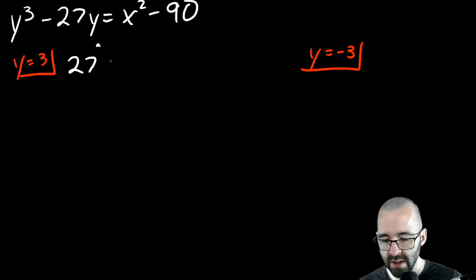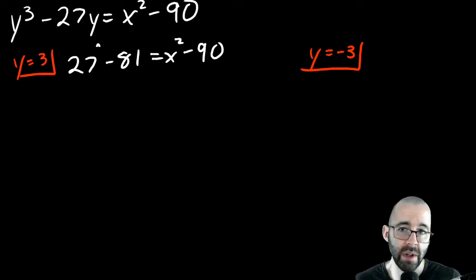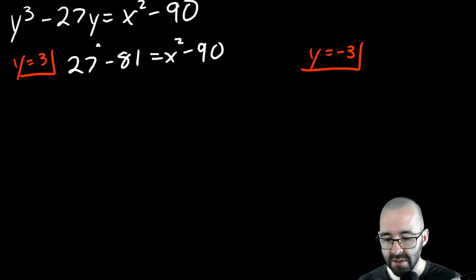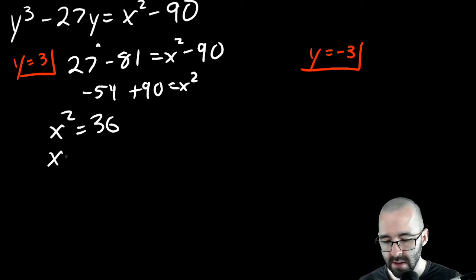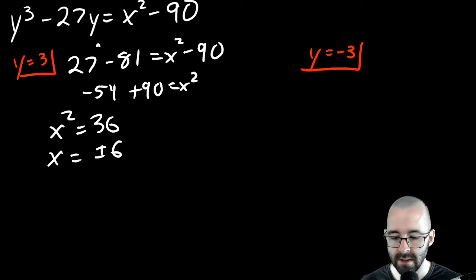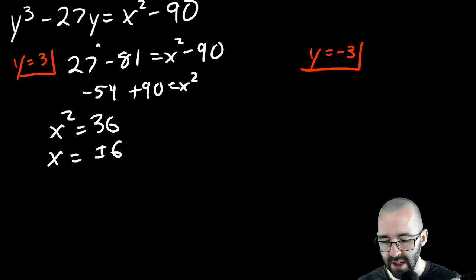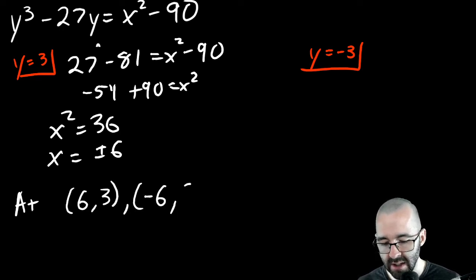That's going to give us 27 minus 81 equals x squared minus 90. This is a quadratic equation. It's a simple quadratic equation, but it is a quadratic equation. It's going to be negative 54 plus 90 equals x squared. Or x squared is 36. X is plus or minus 6. So a vertical tangent line at positive 6, positive 3, negative 6, positive 3.